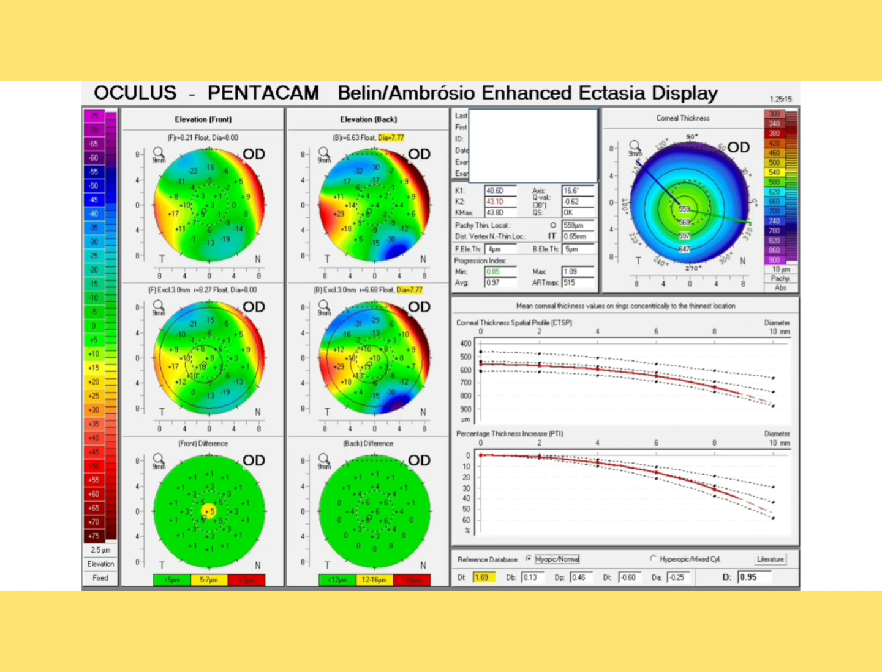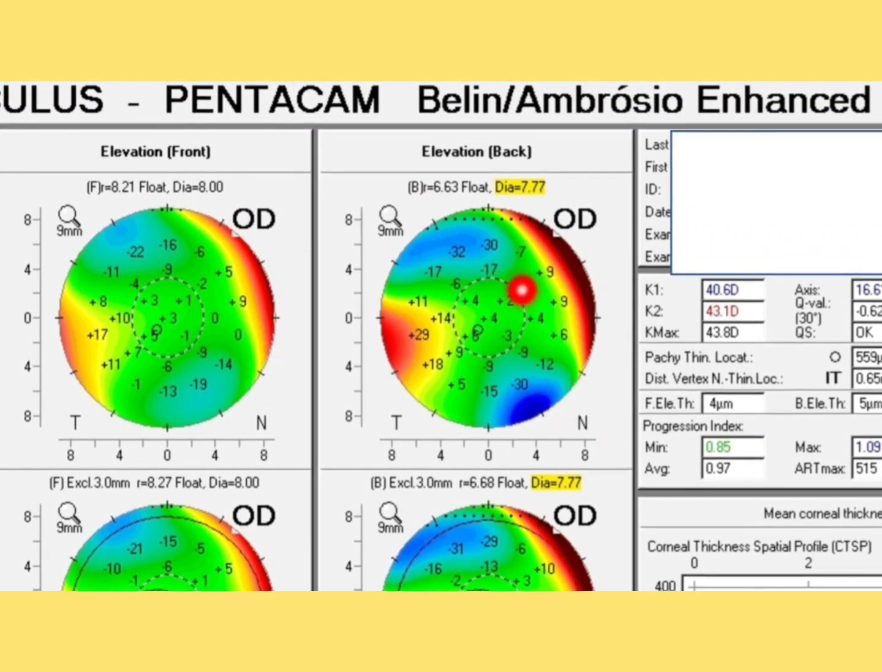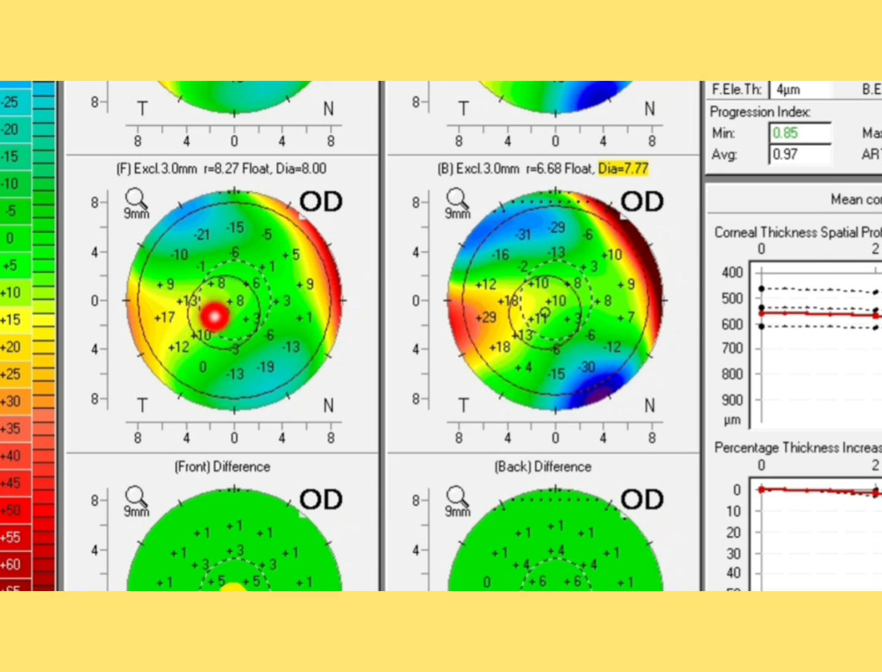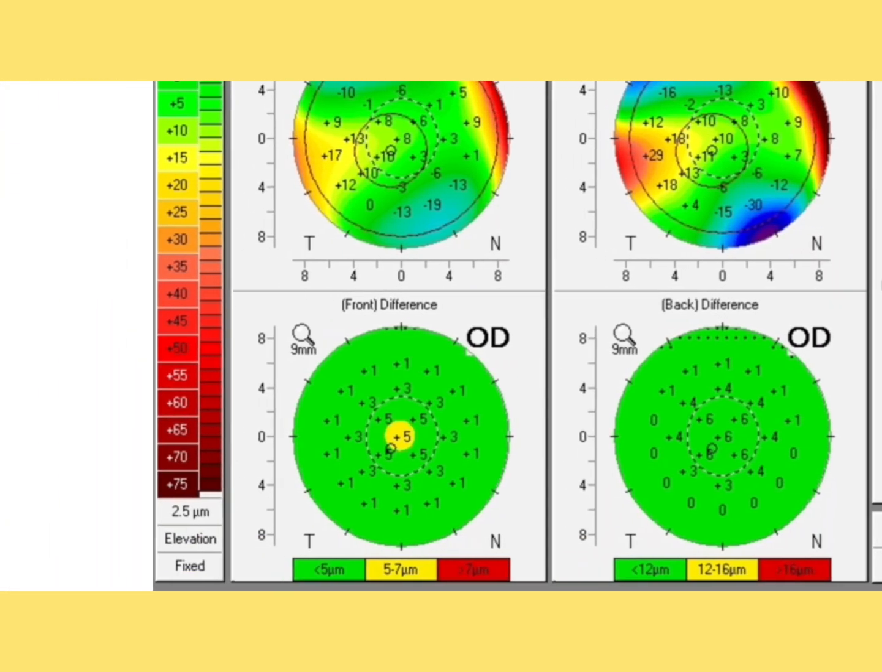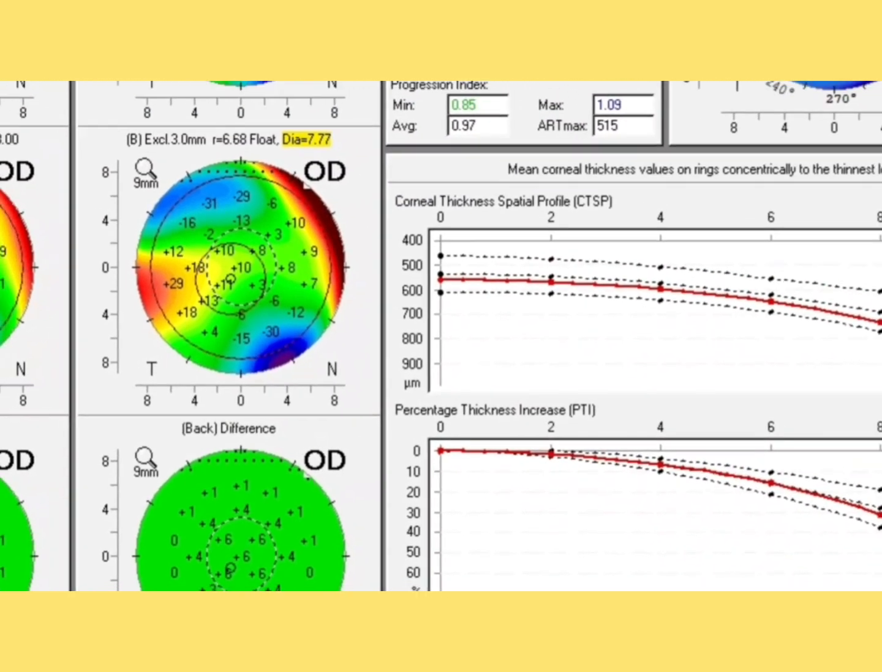So for this purpose we need to use the Belin Ambrosio Enhanced Ectasia map, where this is the elevation front and this is the elevation back, and after applying the enhanced best fit sphere, when the difference is calculated, we can see that a yellow spot is there. That is indicating something abnormal is going on and it is suspicious. So this is a case of forme fruste keratoconus.